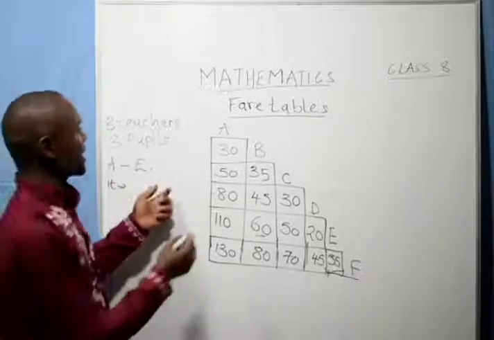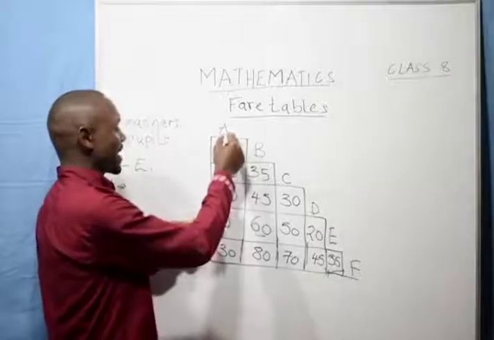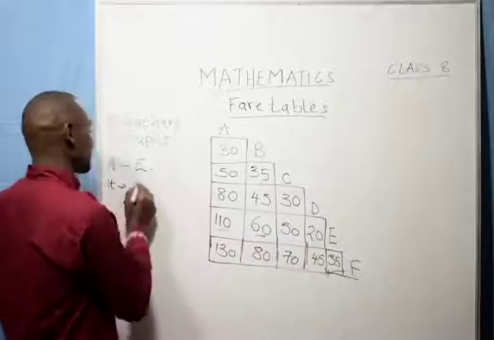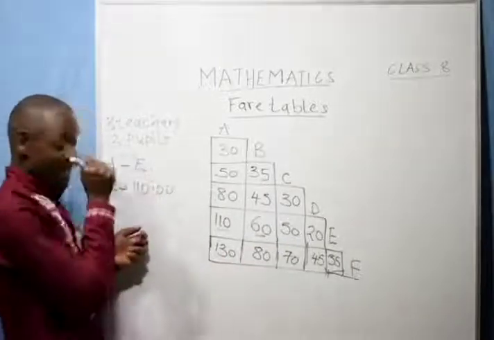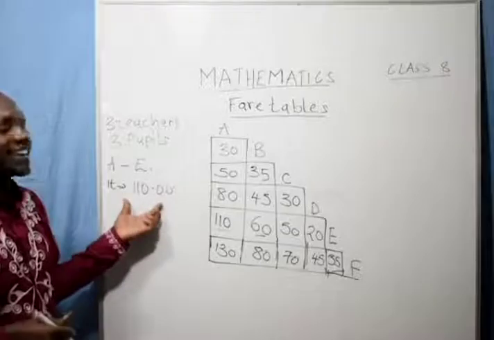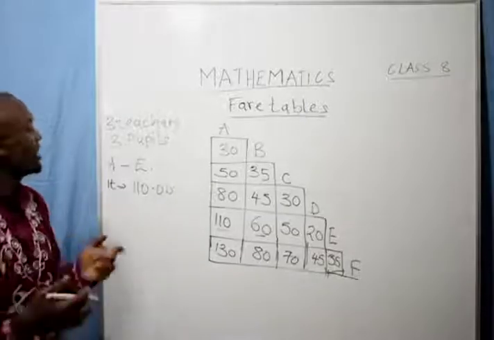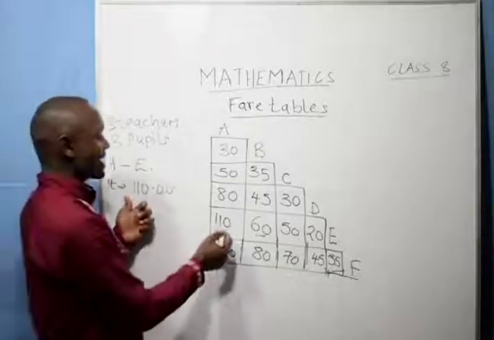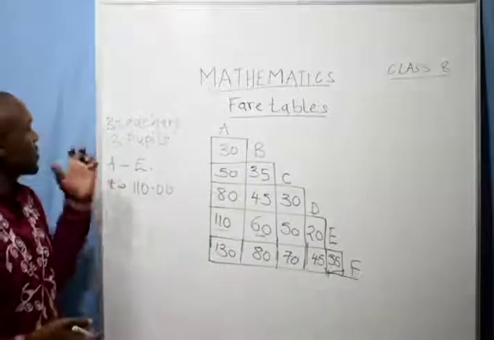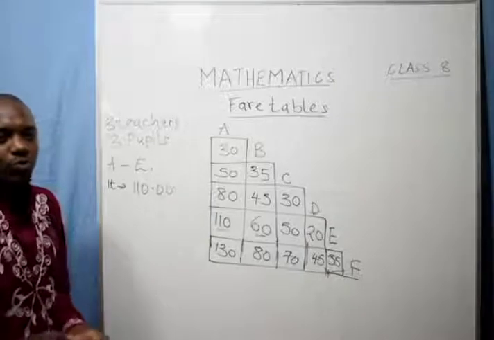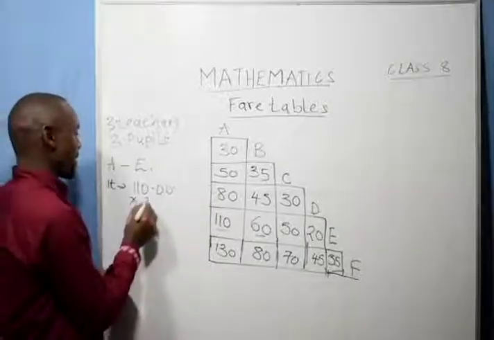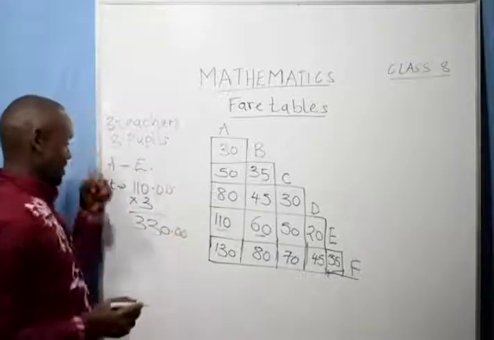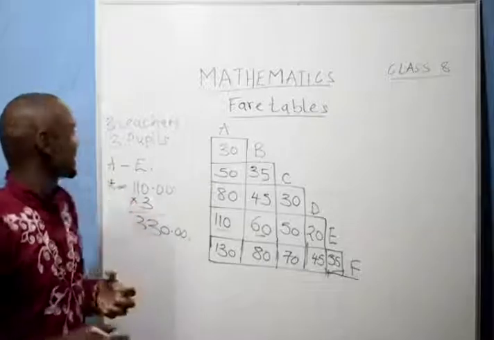One teacher, we stand at town A traveling to town E, will pay 110 shillings. If one teacher is paying 110 shillings, how much will three teachers pay? We multiply by 3. So three teachers will pay 330 shillings.